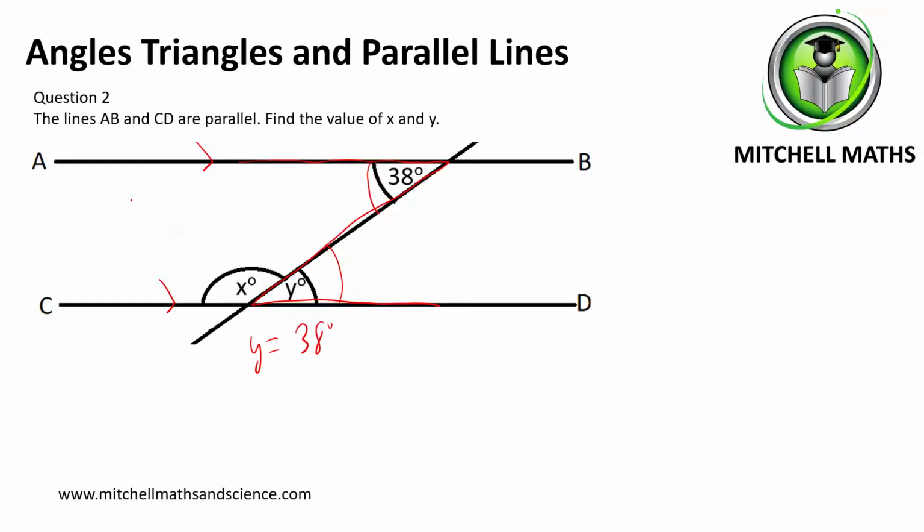So if you're ever looking at parallel lines and you see sort of like this Z shape, then the two angles either side will be equal. And because x and y both lie on a straight line, we know that angles on a straight line add up to 180. So to find angle x, we can do 180, take away 38. And that equals 142 degrees.